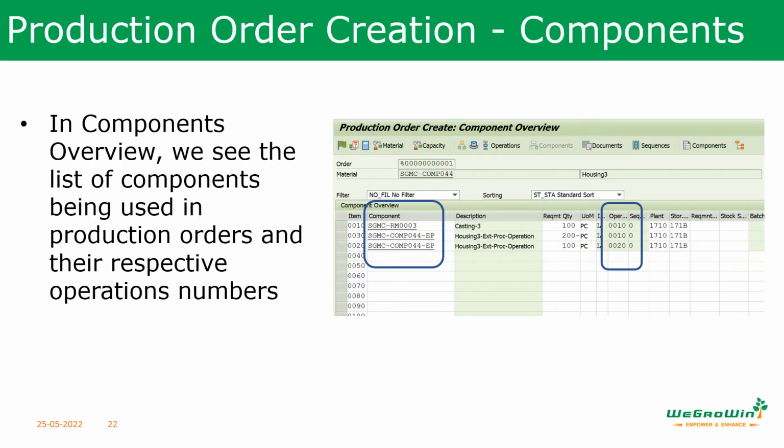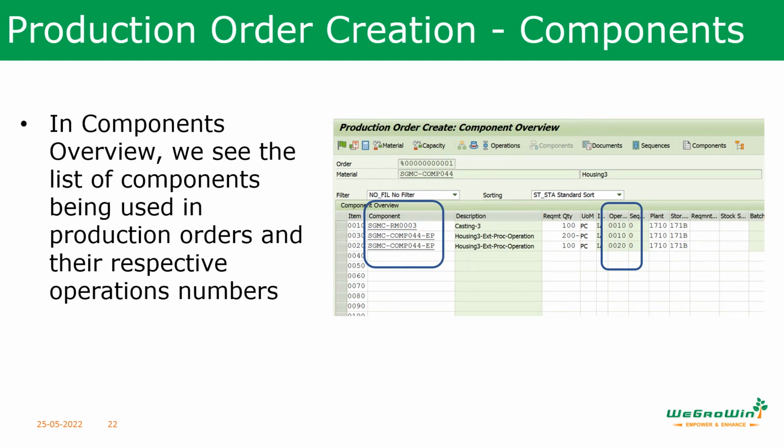And then the components overview, we see the list of components being used in the production orders and their respective operation numbers. You can see here also the first operation 0010. In the first operation we have 100 plus and 200 minus. This means when we confirm the first operation, the raw material will be consumed for 100 numbers, and 200 numbers of subcontracting will be created and added into the stock.